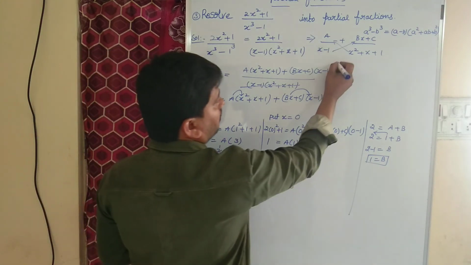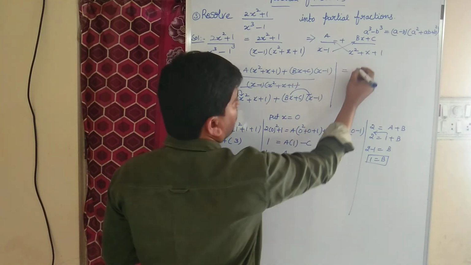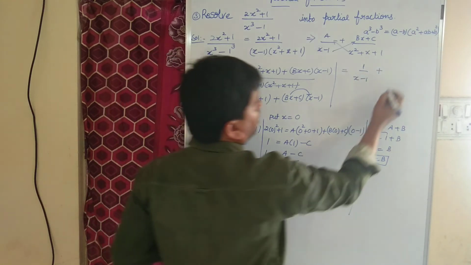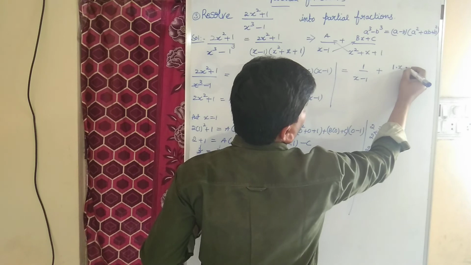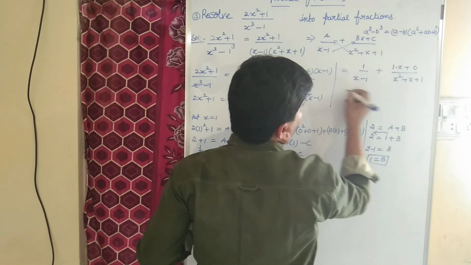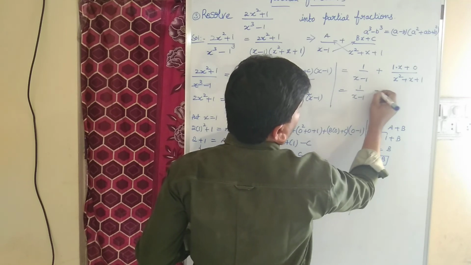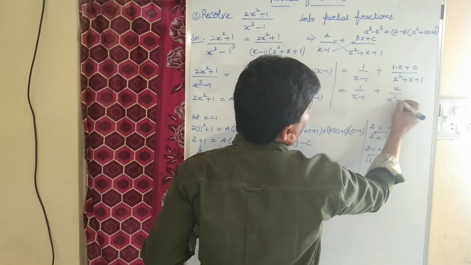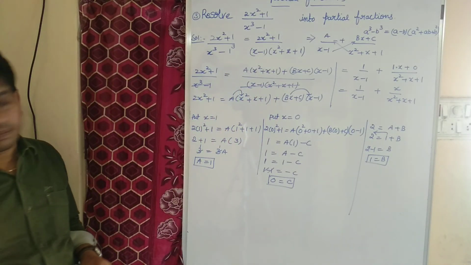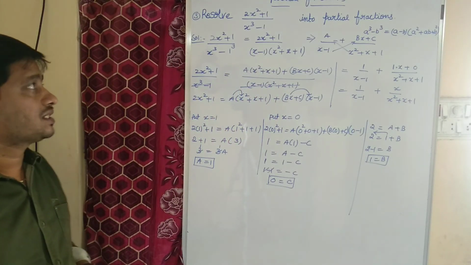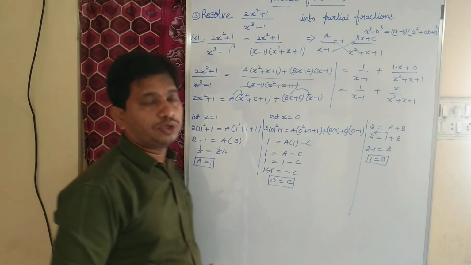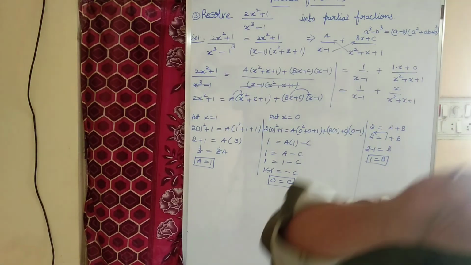So further we can write the given equation as: a means 1 by x minus 1, b value 1 into x plus c value 0 by x square plus x plus 1. So we can write it as 1 by x minus 1 plus x by x square plus x plus 1. Children, did you understand how to resolve into partial fractions?